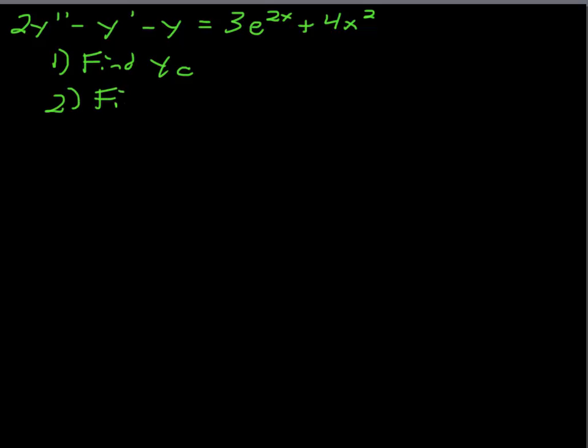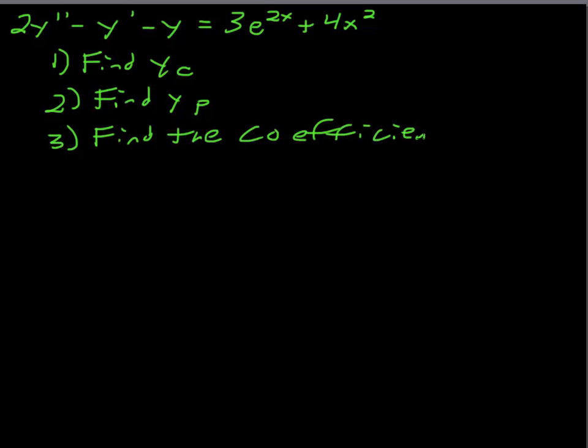And the second thing we have to do is find yp, which is the particular solution to this particular non-homogeneous linear differential equation. And we do that by finding the differential operators that will annihilate the right side, therefore turning this into a homogeneous linear differential equation and solving it the same way we do as finding yc. And then the third thing we have to do is find the coefficients in this particular problem. So our yp is not just another general solution, but it's actually a particular solution.